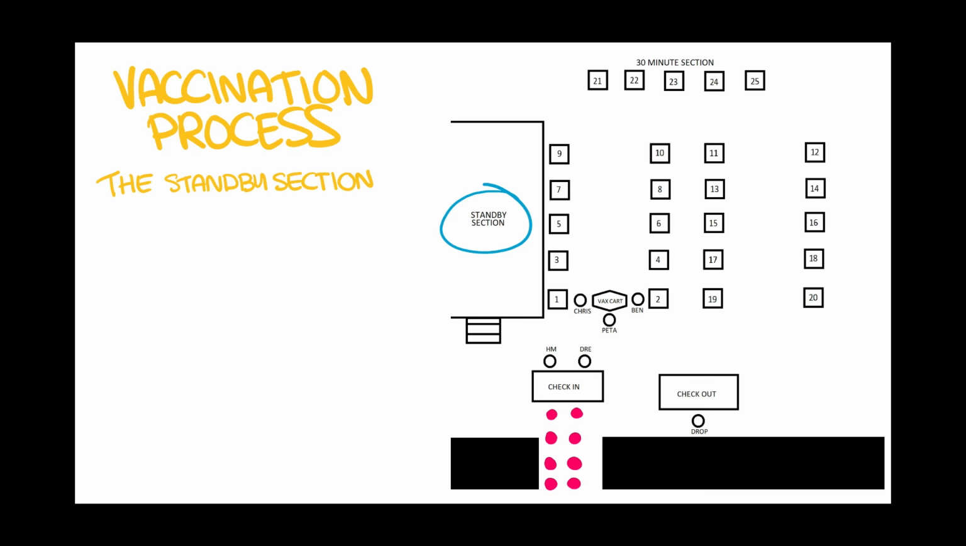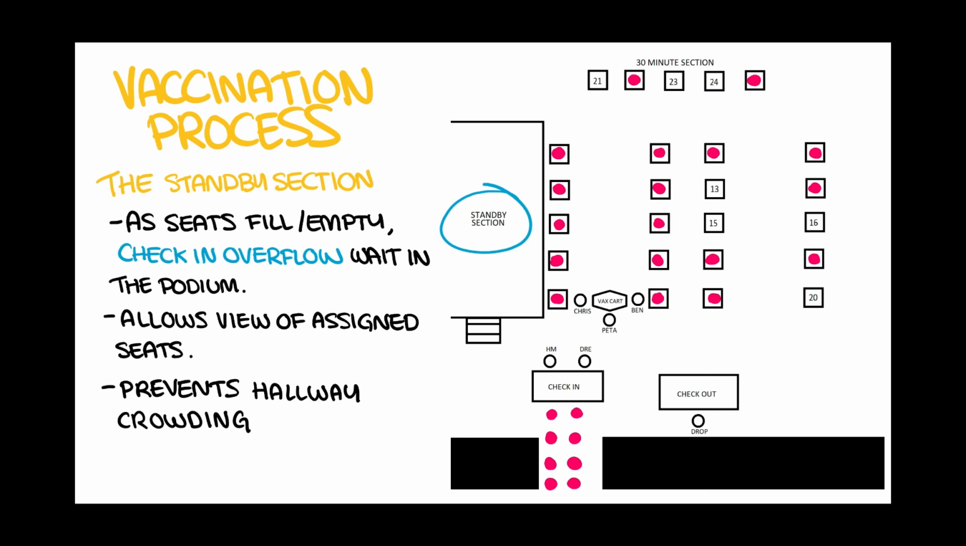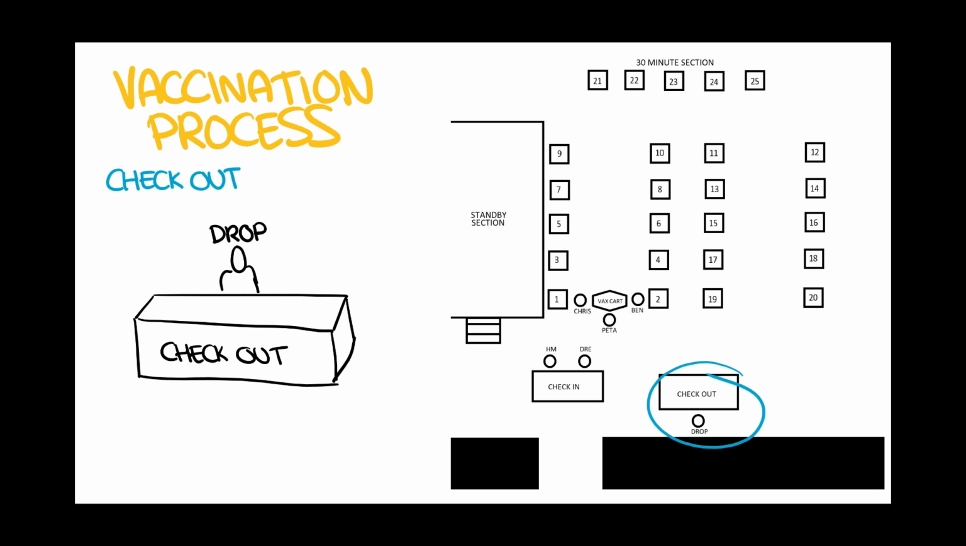Then we also have the standby section. So as seats fill and empty, the check-in overflow is going to wait over at the podium and the standby section. And this is going to allow the people that are waiting there to view the current status of their assigned seat. And it's also going to prevent crowding in the hallway. And so, yeah, that's that.